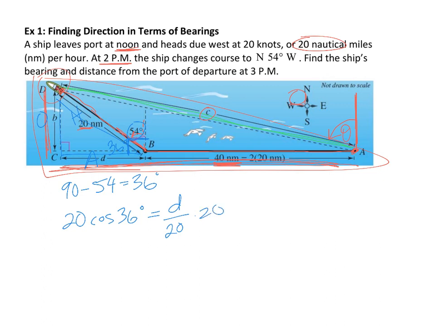Now I'm going to multiply by 20 on both sides. I had cosine of 36 is equal to d over 20 to start with, multiplied by 20 on both sides. And then, what do I get from that? d is equal to, make sure your calculator is in degree mode, 16.2. That's an important piece of information.